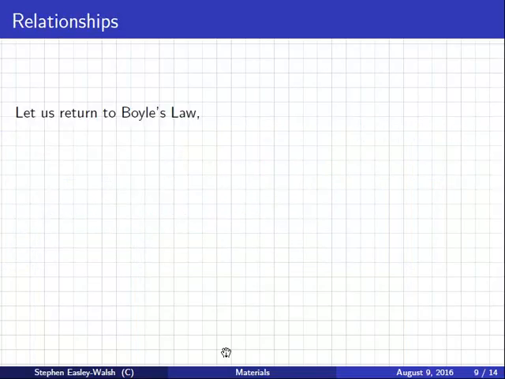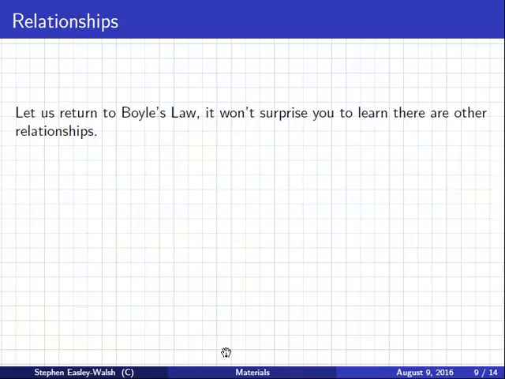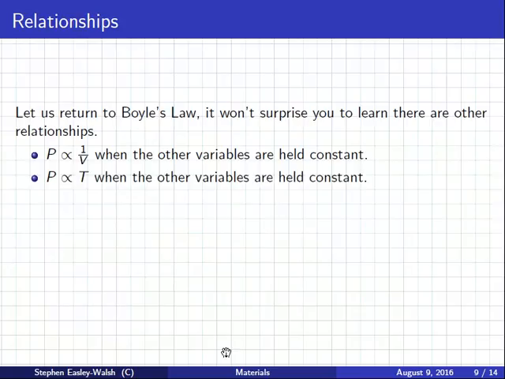So, next. Let's go back to Boyle's law for a moment. It won't surprise you to learn that there are other relationships. This is Boyle's one. Pressure is inverse to volume. Pressure is proportional to temperature. We discussed that earlier. Increase the temperature, increase the pressure. Volume is proportional to the number of molecules, which makes sense. If you double the number of H2O molecules in your liquid, then you've doubled the volume. You have twice as much.